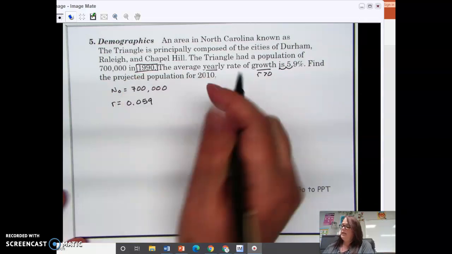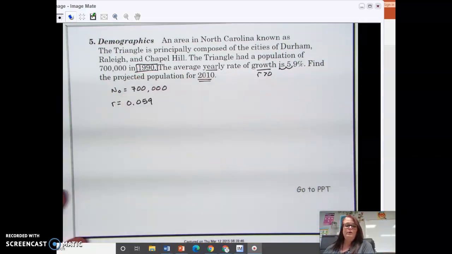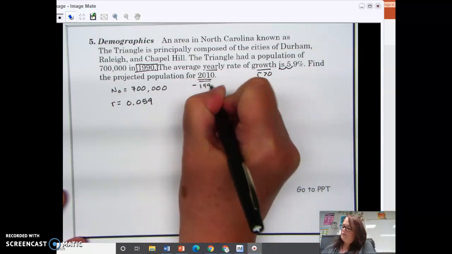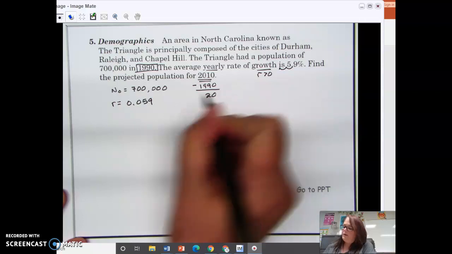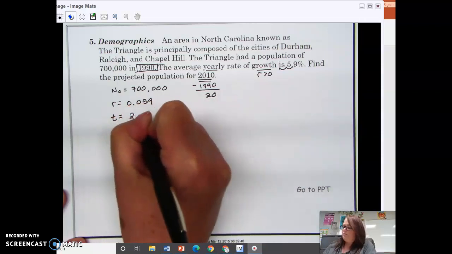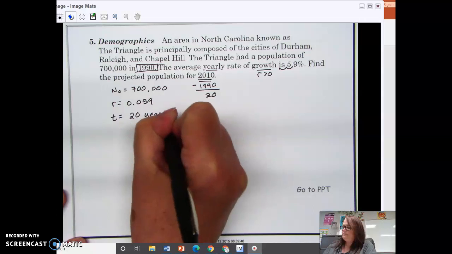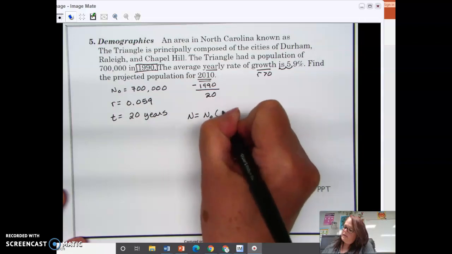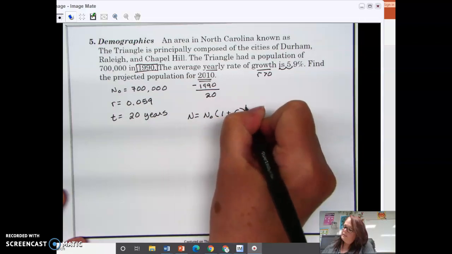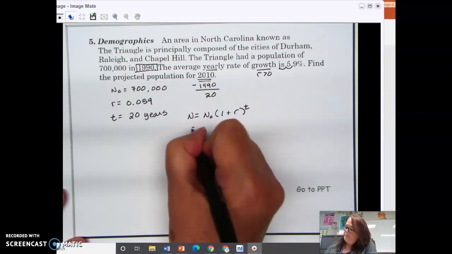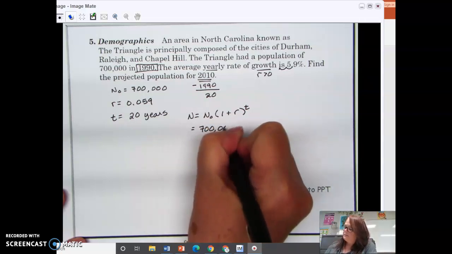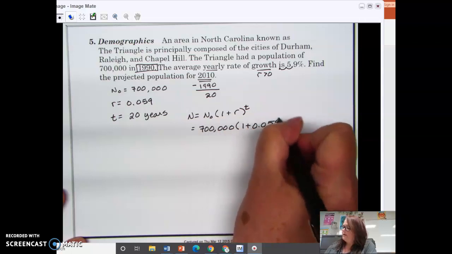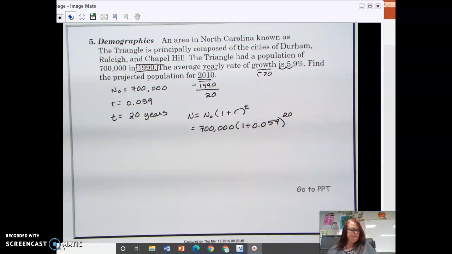And it says find the projected population for 2010. So we're going to pretend it hasn't been 2010 yet. So notice if I subtract 1990 from that, that means that we're talking about 20 years. So my time is 20 years. So we're going to say the new amount is the original amount times 1 plus R all to the T. And so that means we get 700,000 times 1 plus 0.059 all to the 20th power.